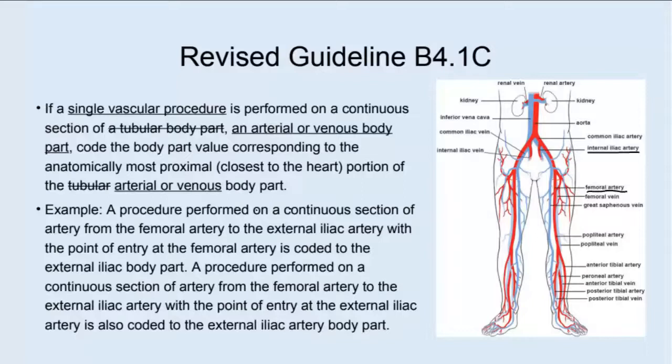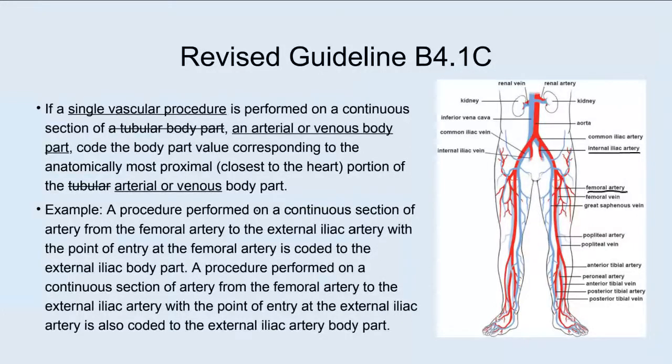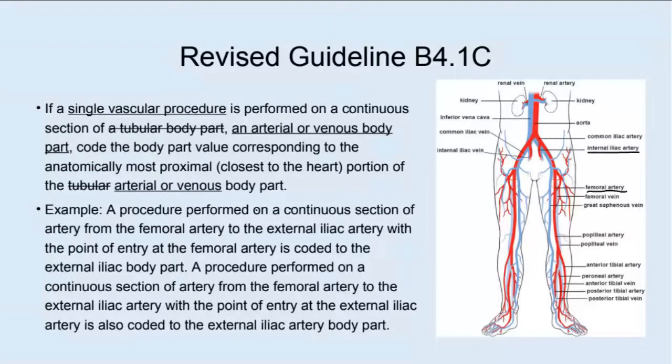So a change was also made to the guideline for coding tubular body parts. The old guidelines covered tubular body parts, which included other continuous organs, tubular organs, such as in the gastrointestinal system, female reproductive system, respiratory system. The new guidelines narrow this to just arteries and veins. So the new words are underlined. The part taken out is crossed through. If a single vascular procedure is performed on a continuous section of an arterial or venous body part, code the body part value corresponding to the anatomically most proximal, closest to the heart, portion of the arterial or venous body part.